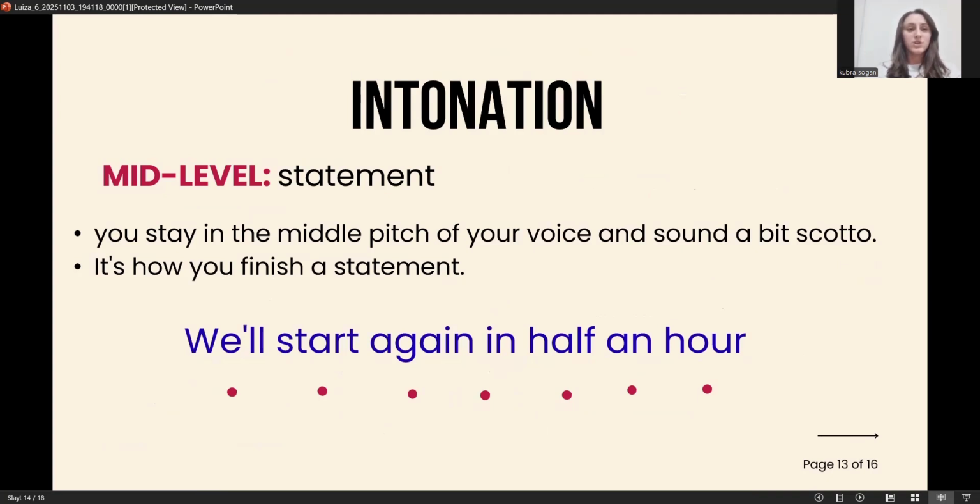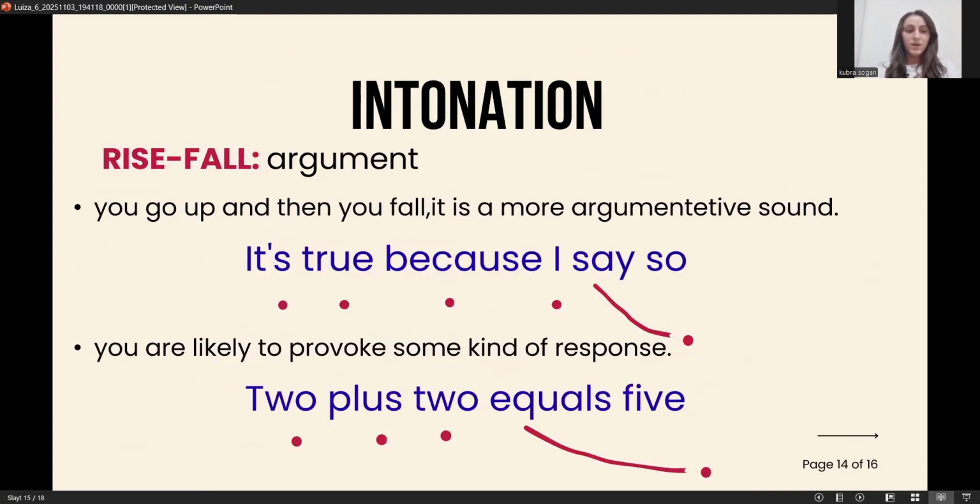And finally, intonation. Intonation is the rise and fall of your voice when speaking. Mid-level intonation: you stay in the middle pitch of your voice and sound a bit staccato. It's how you finish a statement, as in, "We will start again in half an hour." Rise-fall intonation: you go up and then you fall. It's a more argumentative sound, as in, "It's true because I say so." You are likely to provoke some kind of response. "2 plus 2 equals 5."